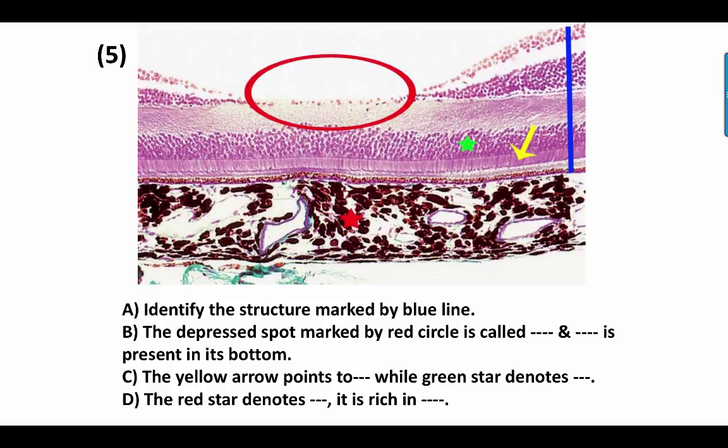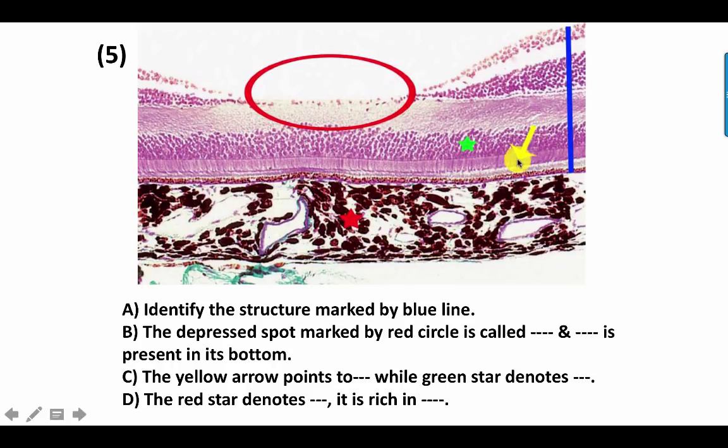Now, identify the structure marked by the blue line. All of this is the retina. The depressed spot here is called the macula, and the fovea is present in its bottom. So the spot, which will be yellow, is called the macula because it contains a lot of carotene. And the depression at its bottom is called the fovea centralis.